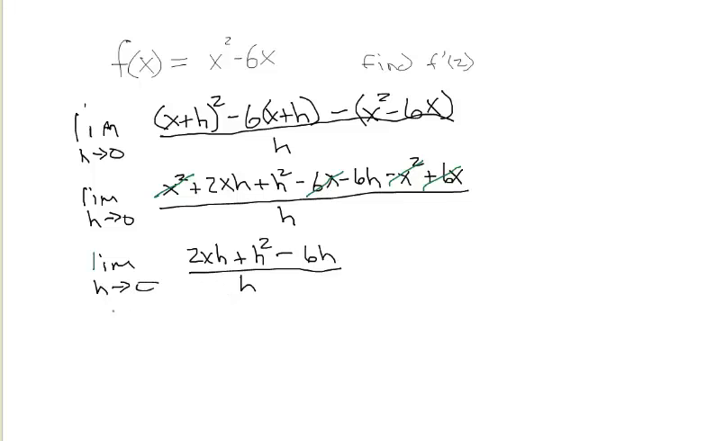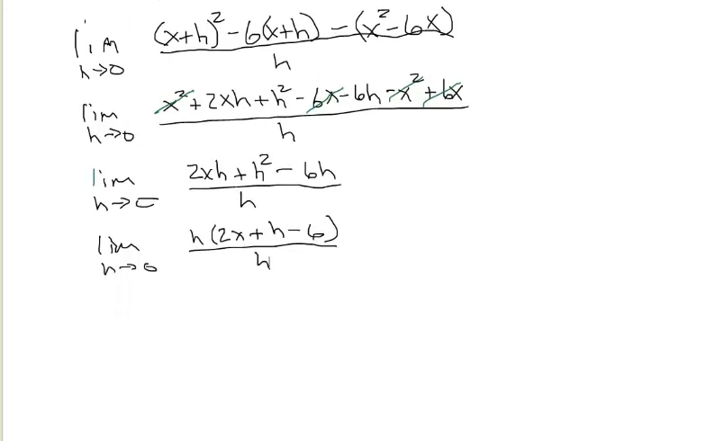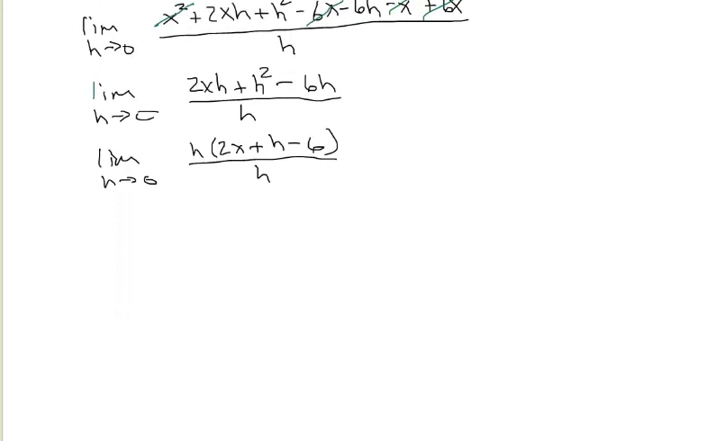And now we want to factor an h out of the top. So we have a limit as h goes to 0 of h times 2x plus h minus 6, all divided by h. So now we have an h on top and an h on bottom that we can cancel. So I'm going to go ahead and cancel the two h's. Now that we've canceled the h's, we're left with 2x minus 6. So we can say that f prime of x is equal to 2x minus 6.